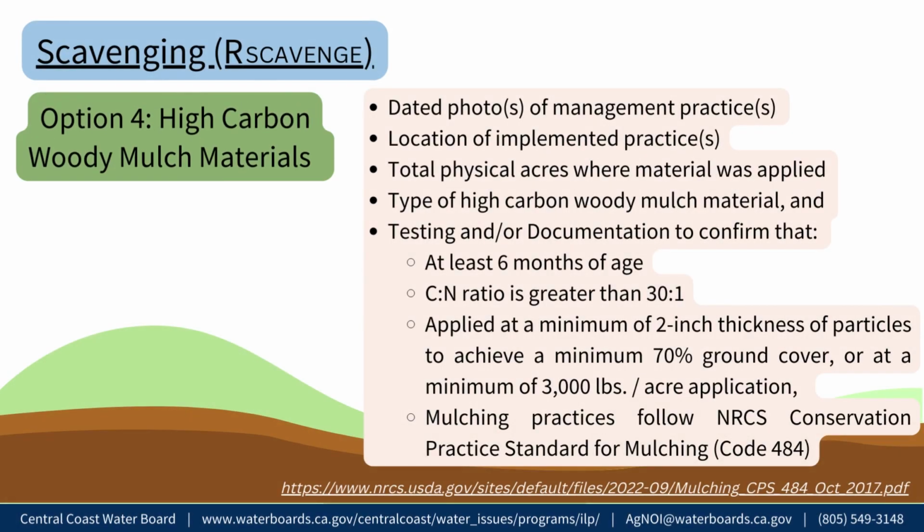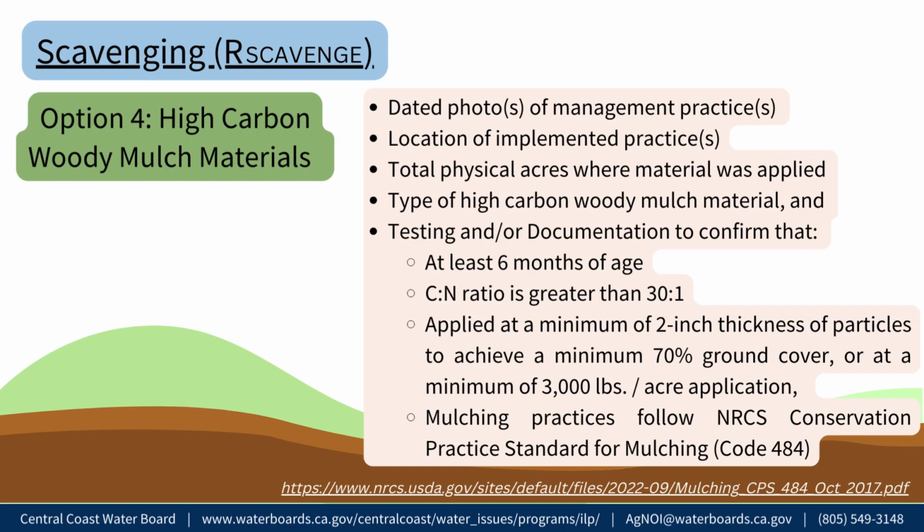Option 4. High carbon woody mulch materials. To claim a maximum credit of 30 pounds per acre per year for using high carbon woody mulch, growers should keep records on dated photos of management practices, location of implemented practices, total physical acres where material was applied, type of high carbon woody mulch material, and testing and/or documentation to confirm that the woody mulch material is at least 6 months of age, the material's carbon to nitrogen ratio is greater than 30:1, the woody mulch was applied at a minimum of 2-inch thickness of particles to achieve a minimum 70% ground cover, or at a minimum of 3,000 pounds per acre woody mulch application, and that the cover crop mulching practices follow recommendations outlined in the NRCS Conservation Practice Standard for Mulching, Code 484. A link to this code is available in the description below.